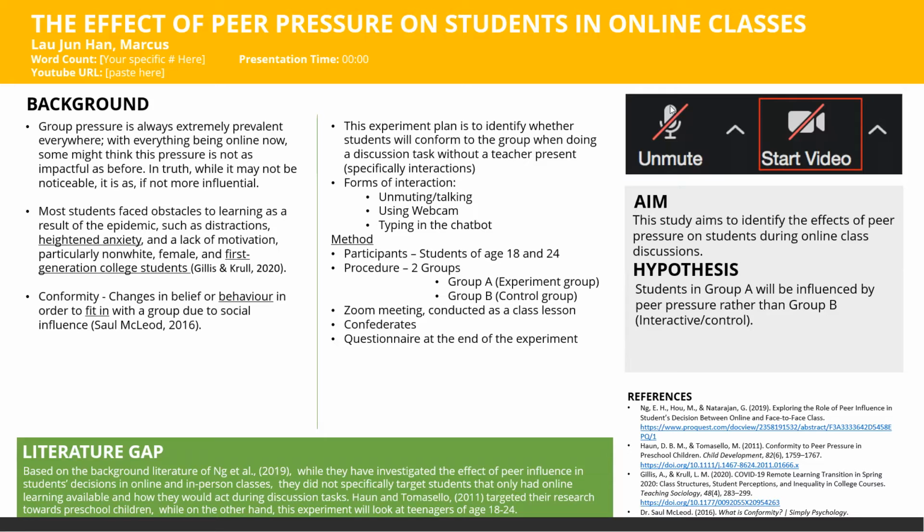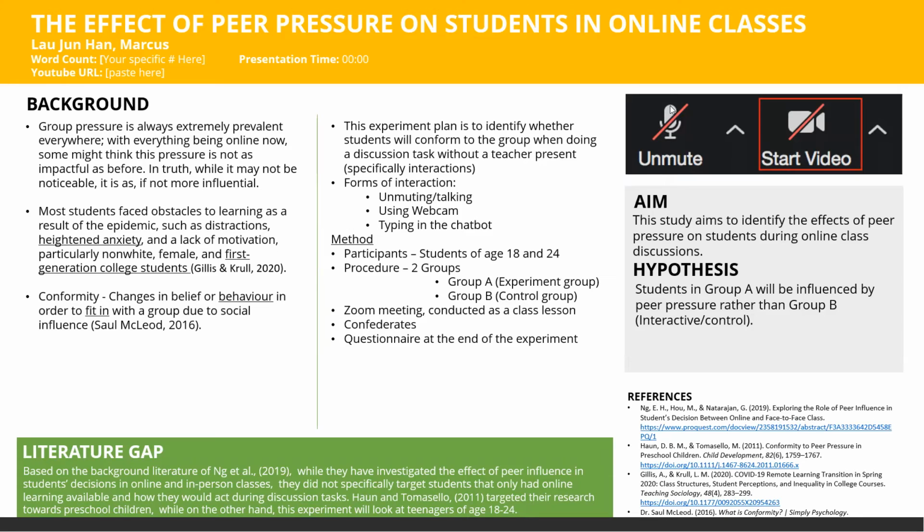The plan is to identify whether students will conform to the group when doing a discussion task without a form of authority present, specifically in terms of interactions. This may be through unmuting, using their webcam, or typing in chat. The method this experiment is going to be done through is a Zoom meeting, which will be conducted as closely as possible to an actual class lesson.